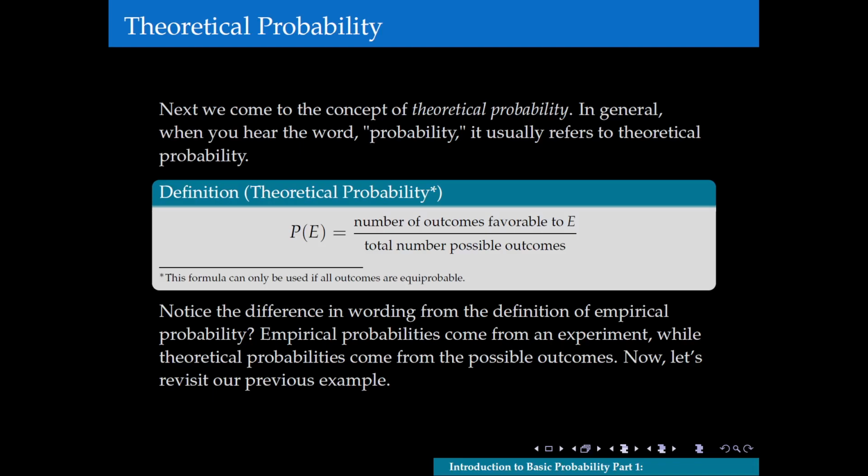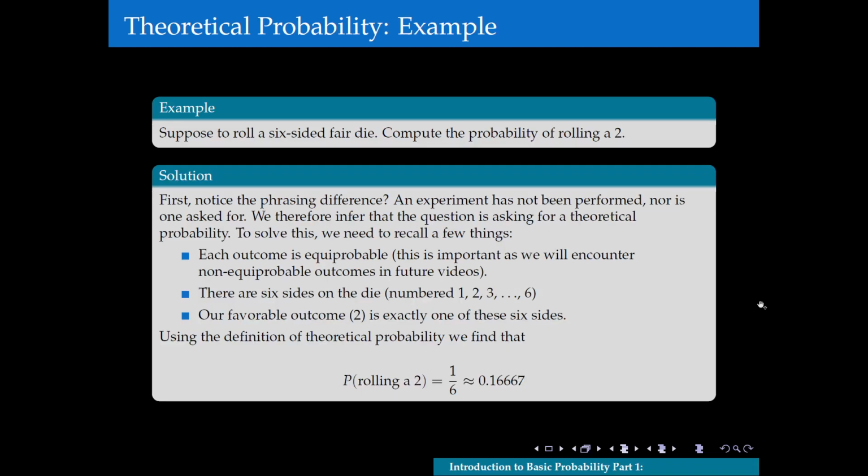It's simply an abstract guess, an educated guess, if you may, about the possible outcomes, so the relationship of possible outcomes versus favorable outcomes. Okay, now let's go back to our previous example, and we'll look at it in the scope of theoretical probability. Suppose we have a six-sided fair die, so all outputs are equiprobable. Compute the probability of rolling a 2. Now just in general, we're just computing the probability. So we're not running an experiment, okay? We're just anticipating what we expect to see as being the probability or the likelihood of rolling a 2.